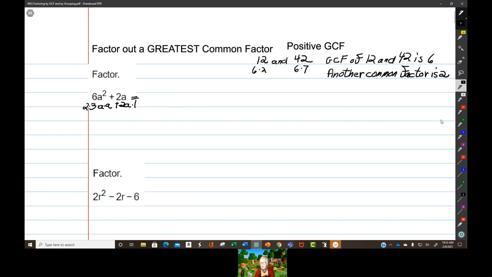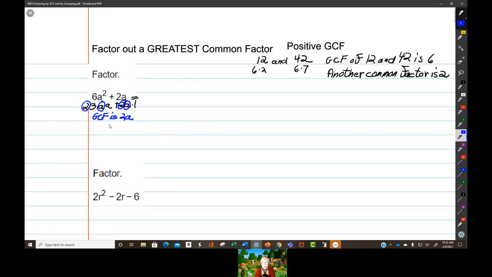Now notice that both of these terms have a 2. And both of these terms have an a. So our GCF, greatest common factor, is 2a.